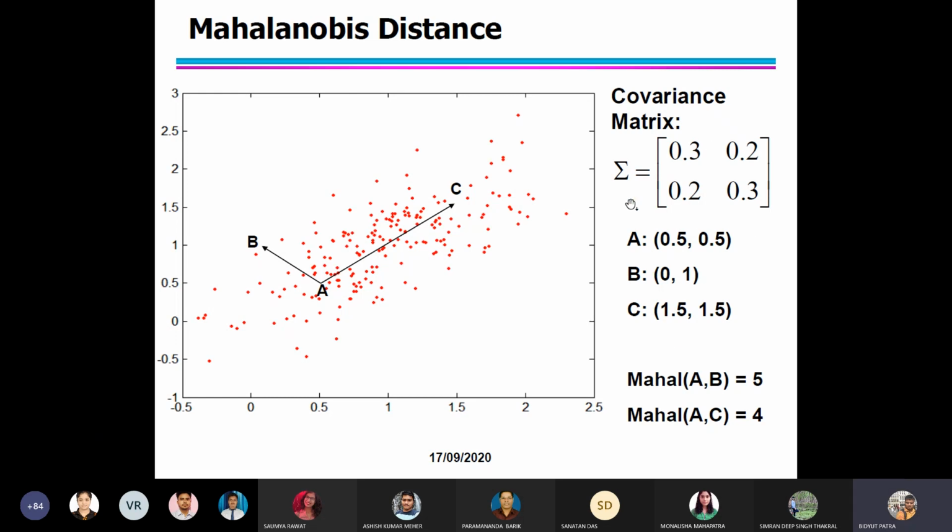Once the covariance matrix is computed, we get the covariance matrix here. Now we have points A and B. Let's say we want to compute the distance from point A to B. If we go for the Euclidean distance or the L1 distance, it is 0.5 plus 0.5, so the Euclidean or L1 distance is 1. But the Mahalanobis distance between A and B is found to be 5. That you need to compute given the covariance matrix. So you do it at home.